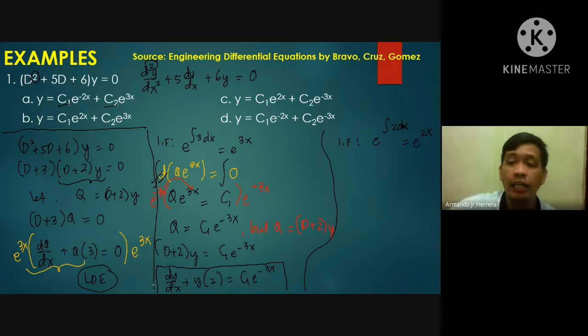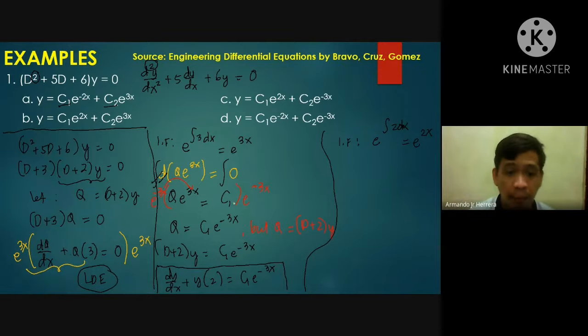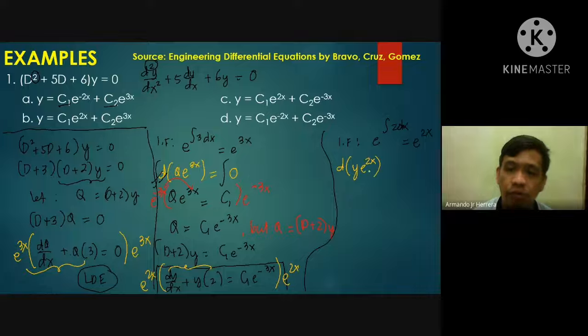Then again, I need to multiply my entire differential equation by our integrating factor, e to the 2x, so that the left side of the equation becomes the derivative of the product of our dependent y and our integrating factor e to the 2x, equal to c1 e to the minus 3x times e to the 2x, which is c1 e to the minus x.